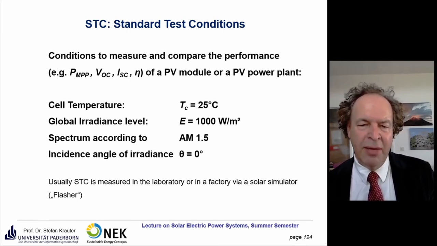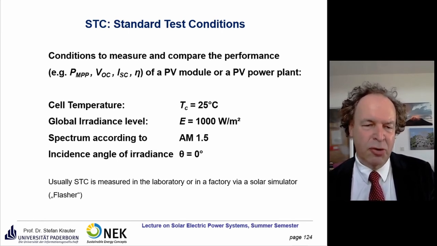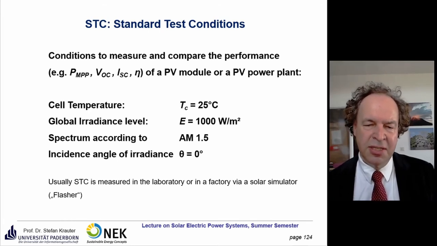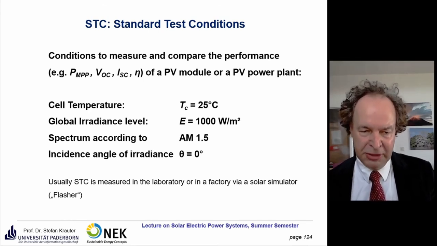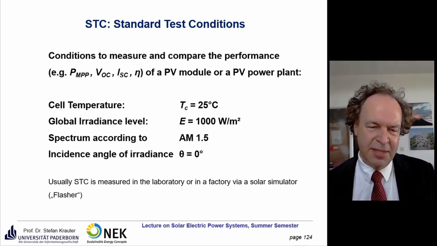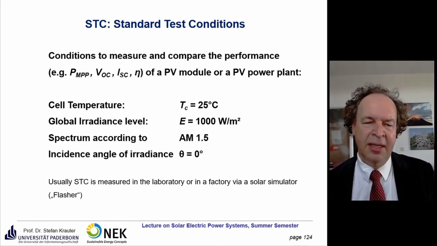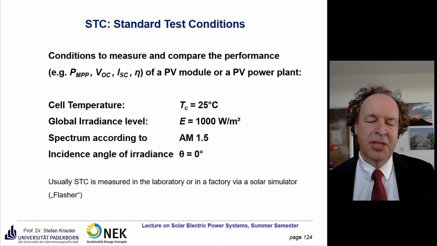Okay, spectrum AM1.5 occurs, but it's constantly changing during the season, during the time of day. Also, the angle of incidence of 0 degrees is not really realistic. If you would have a tracking system, yes, but if you have a fixed system, the angle hits very seldomly in a perpendicular way.